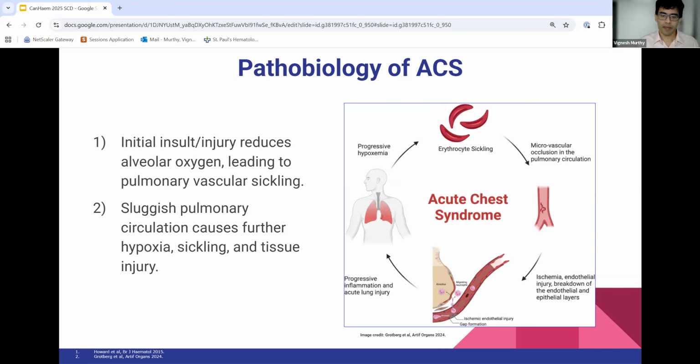So what's happening here? It's thought that there's some kind of initial insult or injury reducing alveolar oxygen, leading to pulmonary vascular sickling. So, maybe they have an infection, a pneumonia, they have a fat embolism, they have some kind of trigger that leads to decreased oxygen tension in the alveoli. And that decreased oxygen tension, creating deoxygenated conditions, leads to sickling. Then sickling in the pulmonary circulation causes that circulation to become very sluggish, and so that predisposes the patient to further hypoxia, further sickling, and tissue injury.